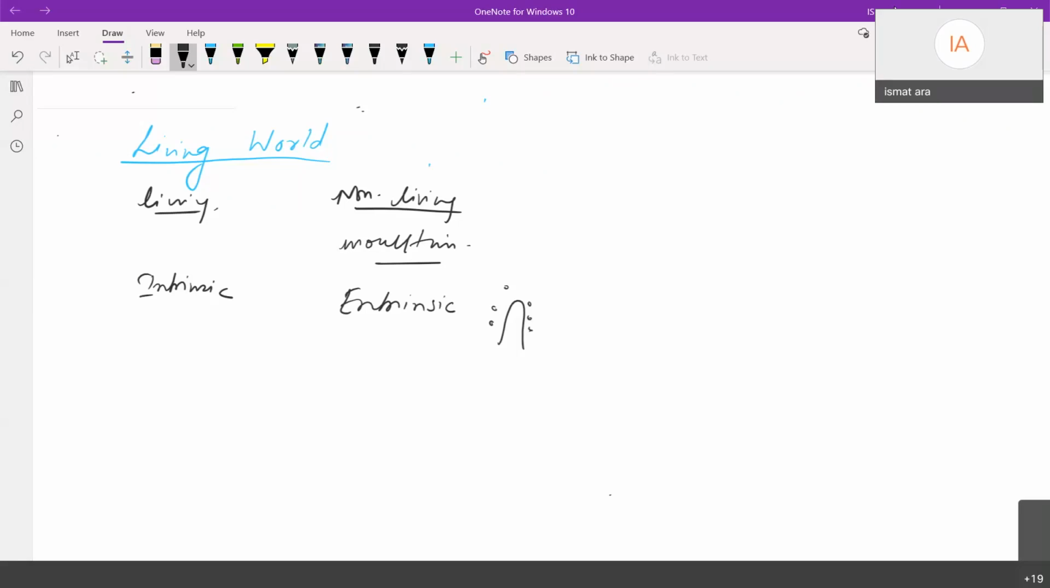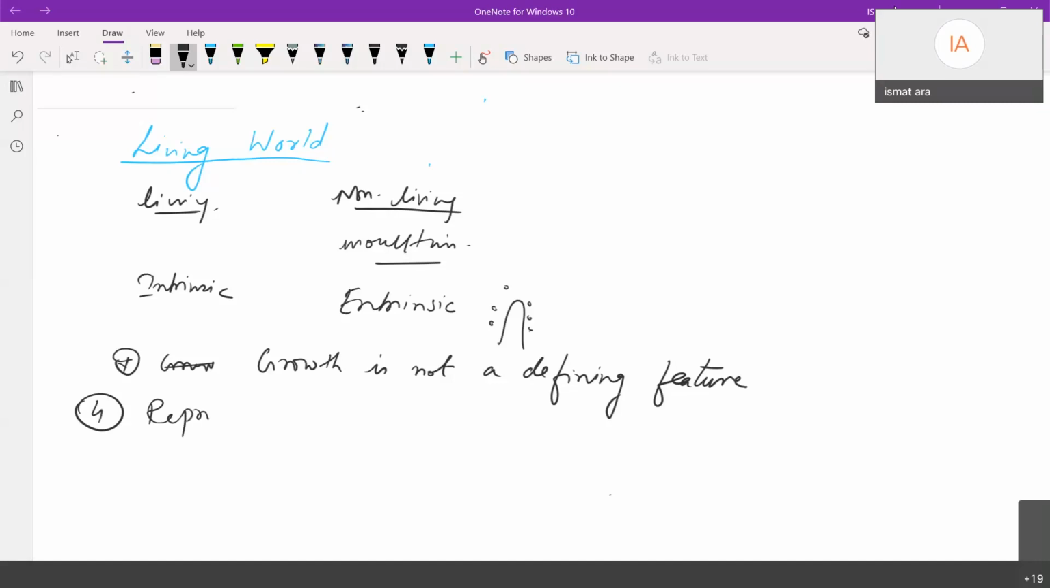See, we get a deviation. Okay, students, that means we can say that growth is not a defining feature. Why? Because growth takes place in non-living things also. So we can say that growth is not a defining feature. Reason? Because it takes place in non-living things.